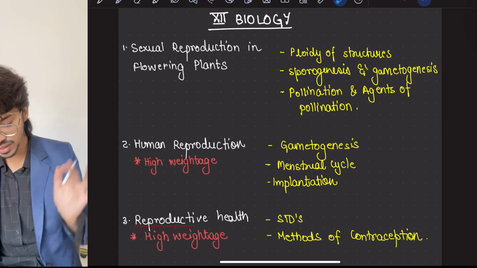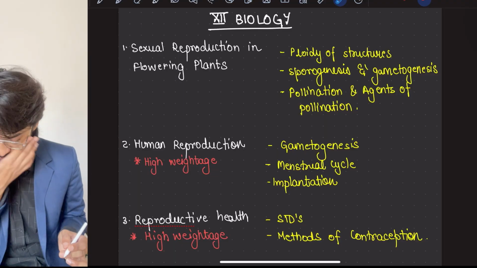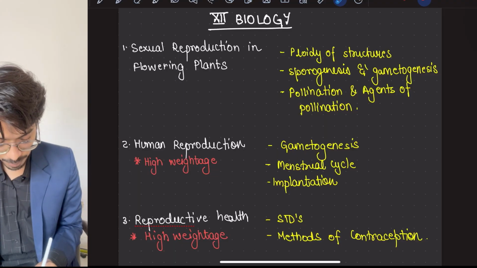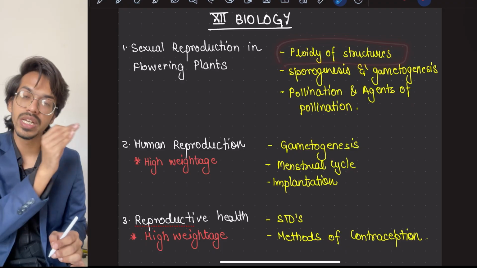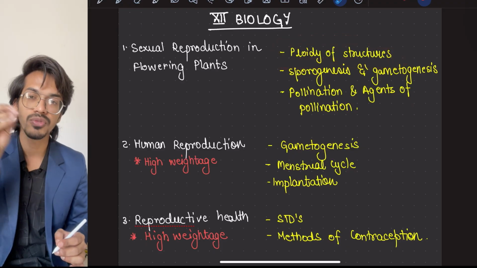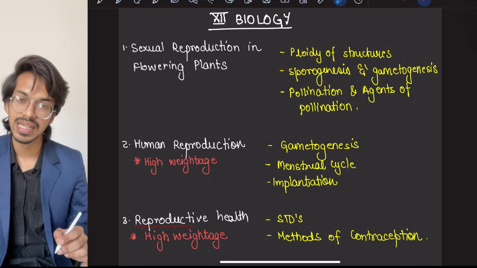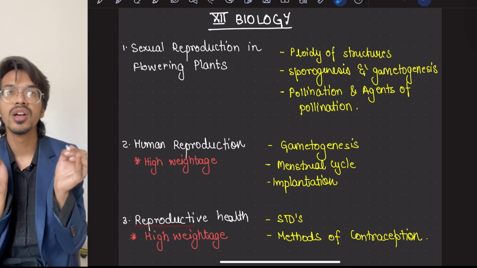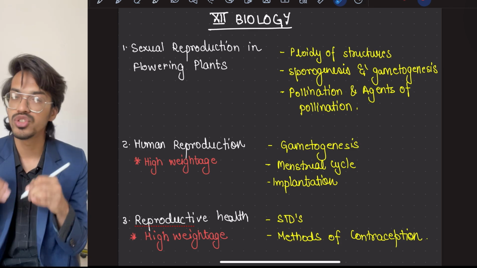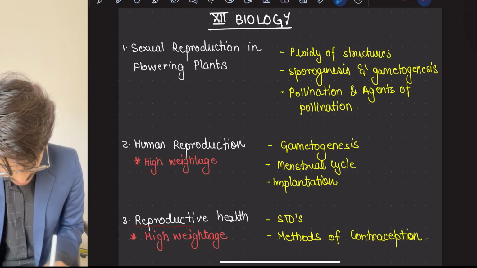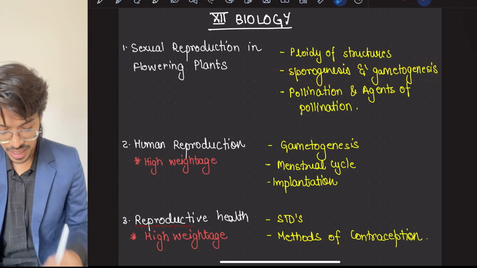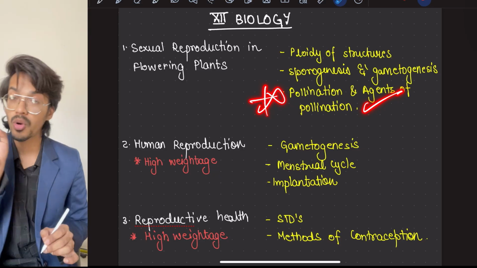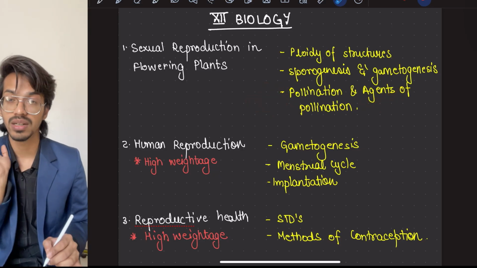Then from your 12th class, the first most important thing is sexual reproduction in flowering plants, the ploidy of the structure. They can give you multiple structures and then ask you to match the following in how many of these. So ploidy, you should know which is triploid, which is tetraploid, which is haploid, which is diploid. Then the sporogenesis and gametogenesis process, and the most important is pollination and pollinating agents. From here a question will definitely come, third topic.